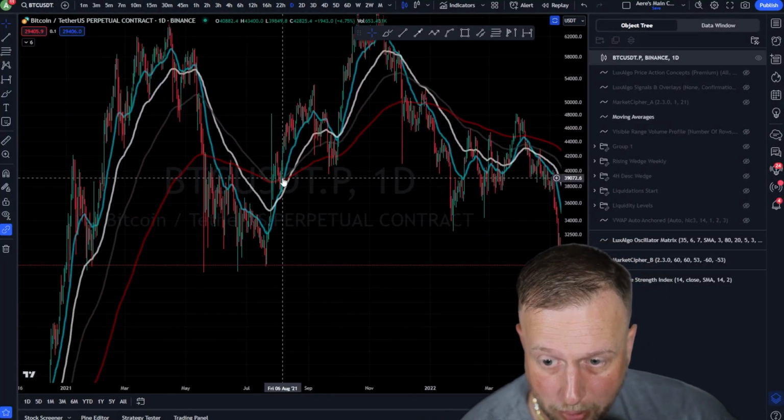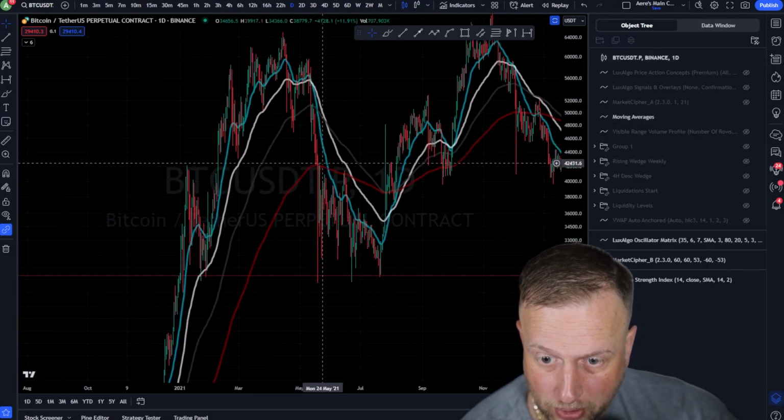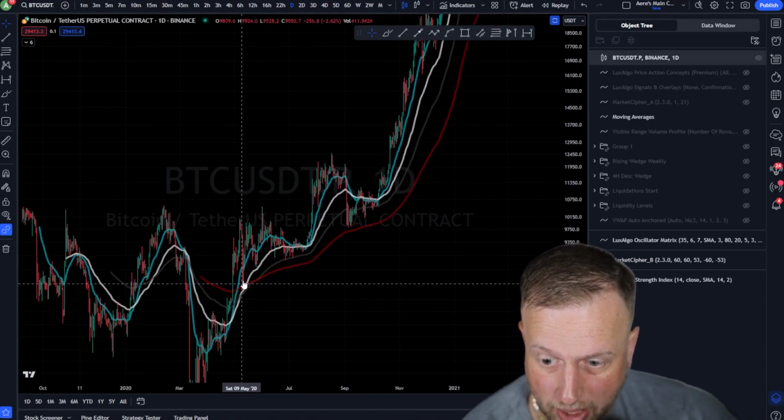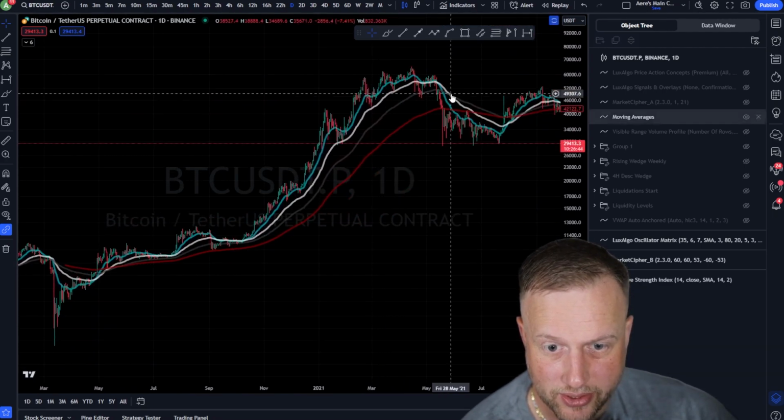They all cross above the 200, price goes up. They all cross below the 200, price goes down. They all cross above the 200. I mean, this one would have been huge, guys. And then they cross down there.